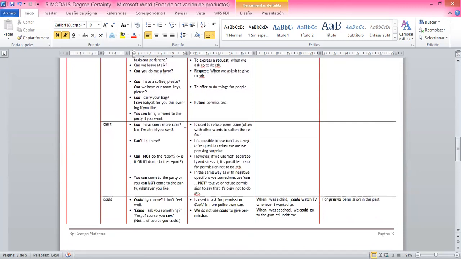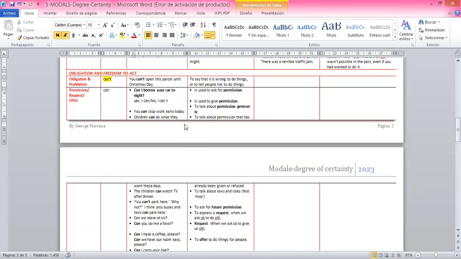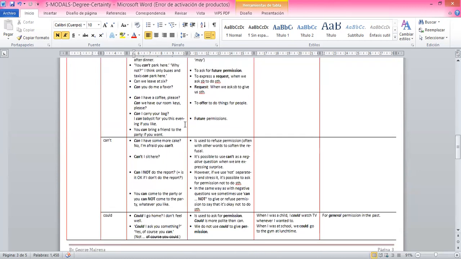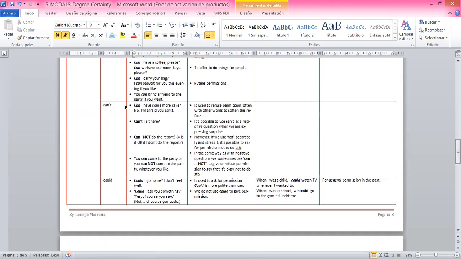Okay, for permission requests. Can you read this, please? Can I have some more cake? What do we have as an answer? The answer: No, I'm afraid you can't. Good. Even when you want to ask for permission, you can also use it in a negative way.